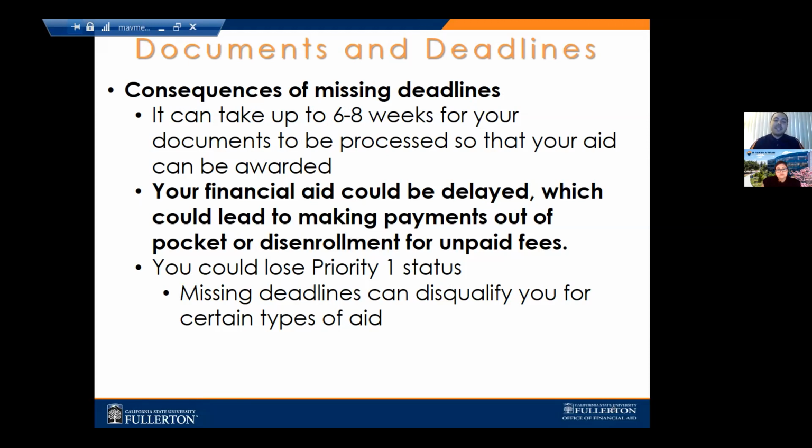And lastly, missing a deadline can disqualify you from certain types of aid. So as I mentioned earlier, the State University grant, for example, that we'll go over in just a bit, is a type of grant that is dependent on not just need, but also priority. So when a student submits everything by the priority deadline, they can be considered for the State University grant.